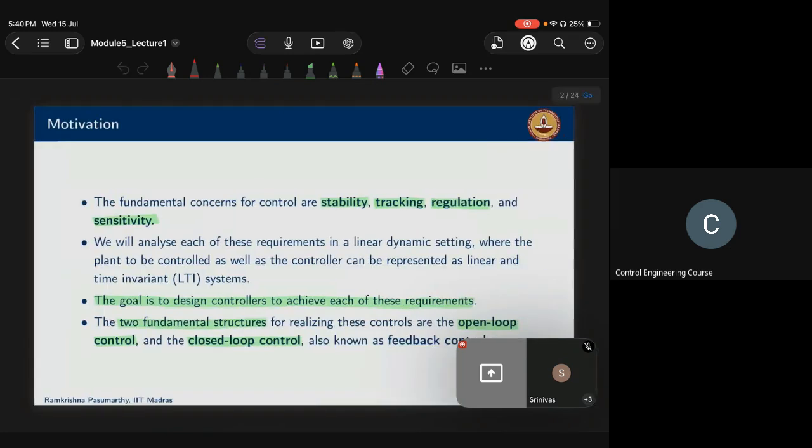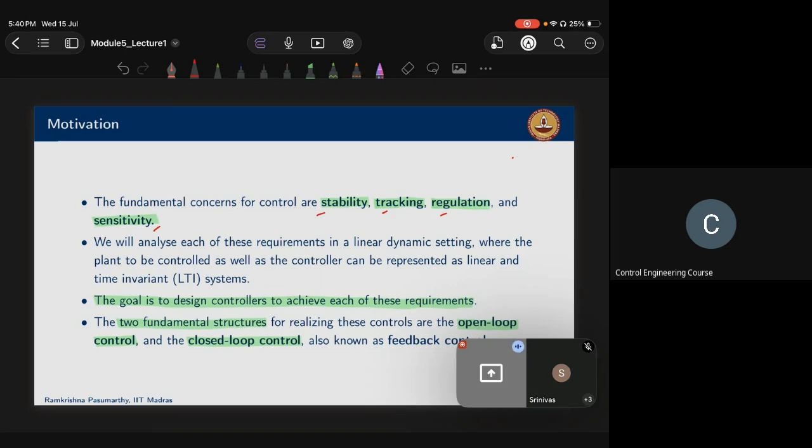Here the main motivation is the design of control systems. The design of a controller for any system is to handle these 4 problems: stability, tracking, regulation, and sensitivity. These are the major 4 problems in any control course. Any control system problem deals with these 4 areas: stability, tracking, regulation, and sensitivity.